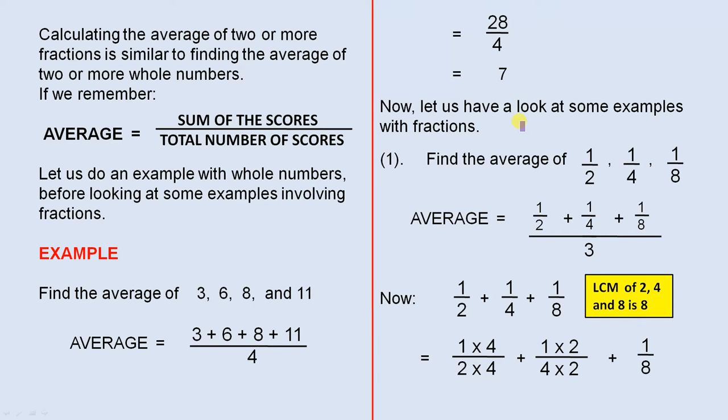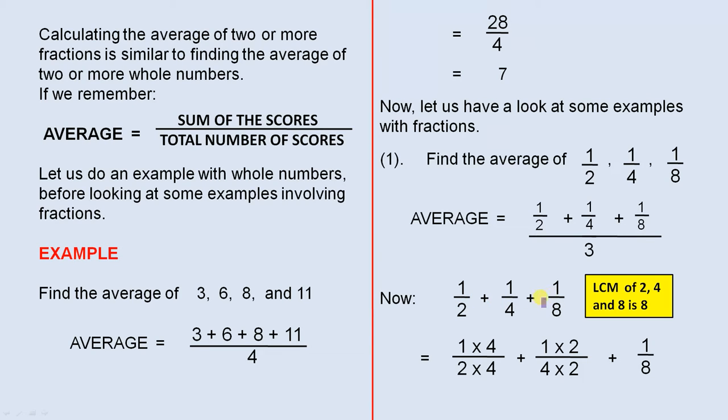Now, let us have a look at some examples with fractions. Let's find the average of a half, a quarter, and 1/8. Now the principles are the same. The average is the addition of the three fractions divided by 3. Now let's focus on the addition of the three fractions because we have to solve that top part there.